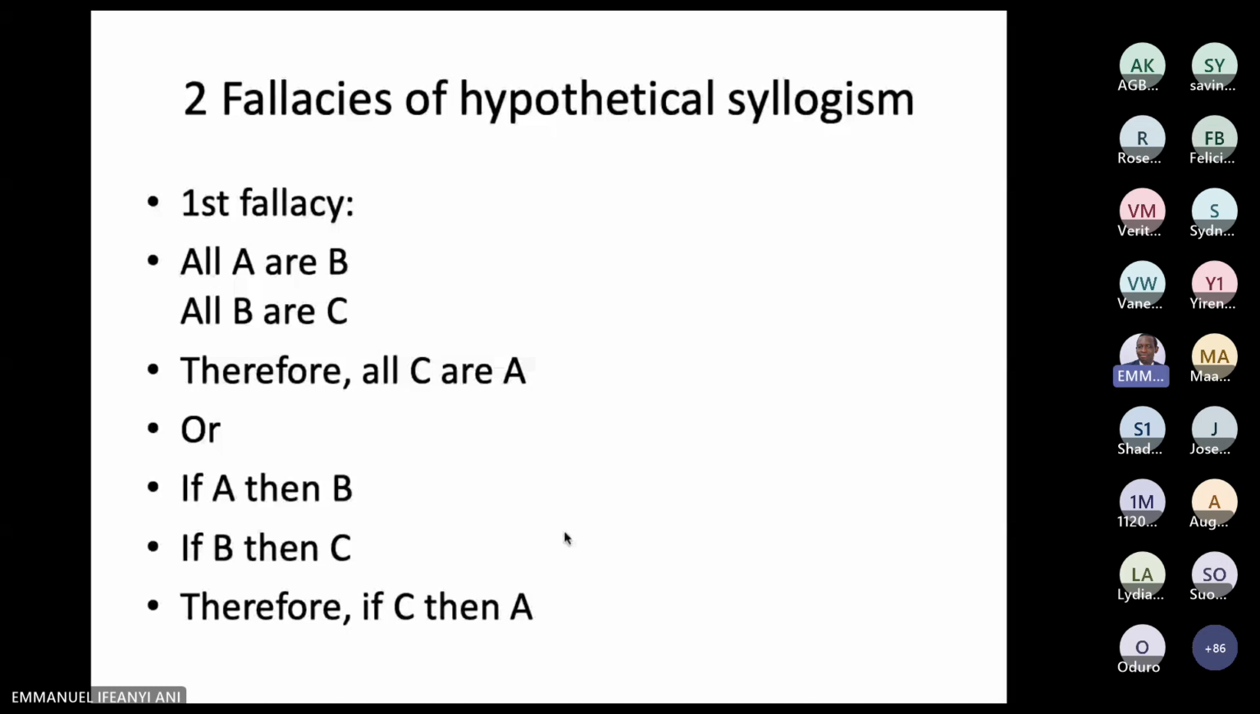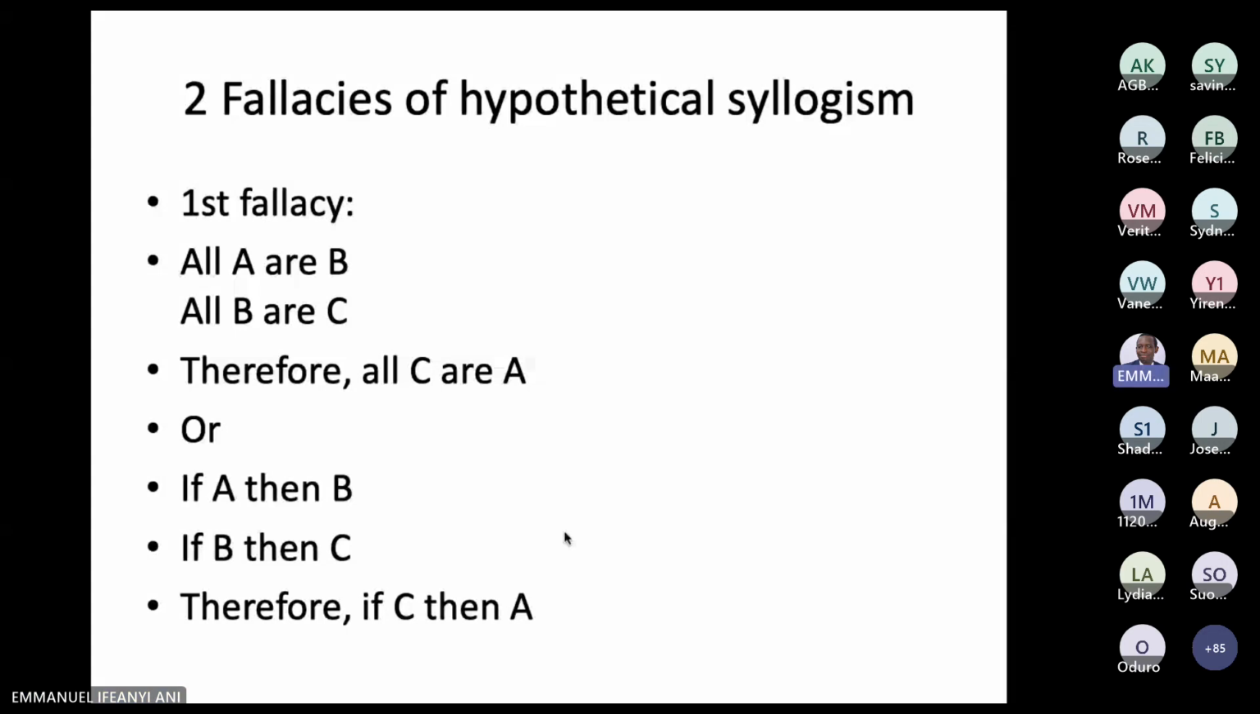Or look at the conditional. If A, then B. If B, then C. Therefore, if C, then A, which doesn't make sense. Now let's put it in words so that you can see the contradiction. All Ghanaians are Africans. All Africans are human beings. Therefore, all human beings are Ghanaians. So here you can see why it is wrong. Therefore, all C are A. It's a fallacy.